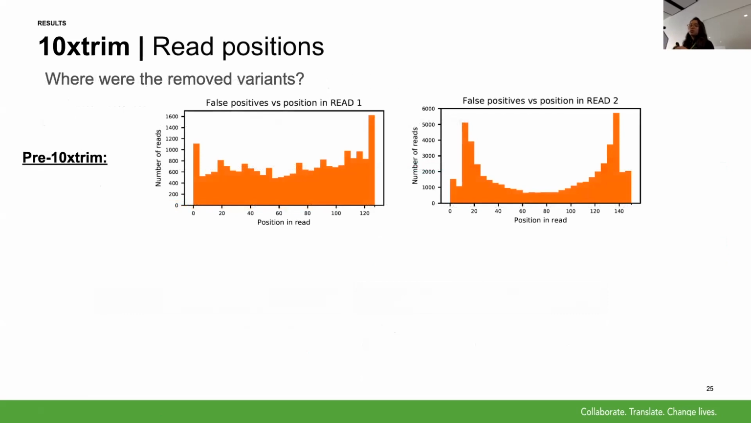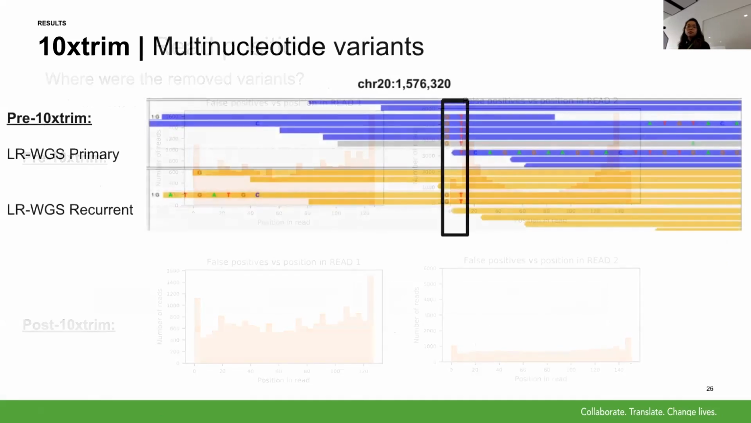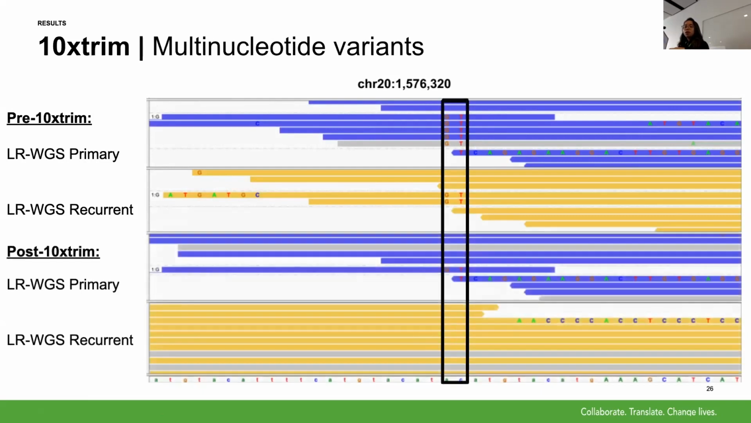We redid the read position analysis, trying to understand where the removed variants were after doing 10x trim. Like I previously said, there seemed to be a strong bias for the false positives to fall at the ends of read 2. After 10x trim, we noticed a significant reduction in that bias. We also did a reanalysis of the multinucleotide variants. We were seeing that a lot of them appeared just in the linked reads, but after 10x trim, we see that a lot of the evidence reads are removed or trimmed.